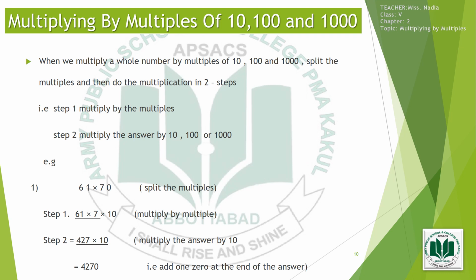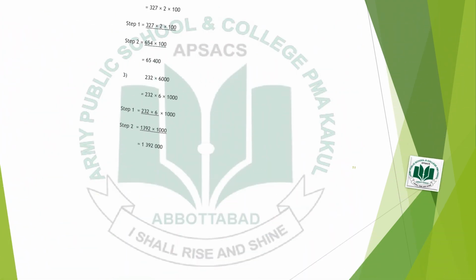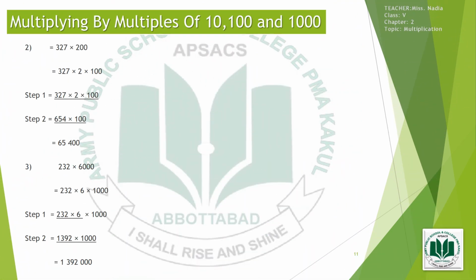Now, in the second step, multiply 427 by 10 by adding 1 zero at the end of 427. So the answer is 4270. Similarly, in example 2 and 3, first we will split the multiples and then do multiplication in 2 steps. That is, in step 1, multiply the numbers by the multiples, and in step 2, add the zeros at the end of the number.